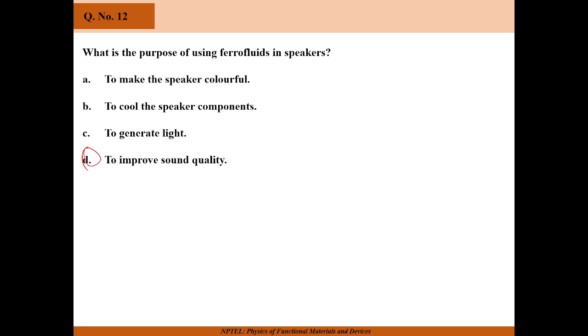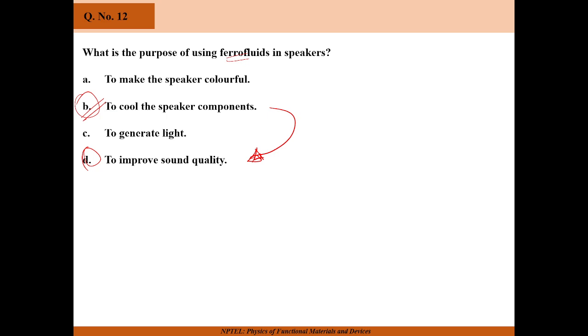The correct one to say is that it will cool the speaker components. The best answer among these is to cool the speaker components, and that will eventually lead to improvement of the sound quality. What ferrofluid does is cool the speaker components. When vibration happens in the speaker, it heats up the whole speaker system, which lowers the performance of the speaker, which means the sound quality degrades.